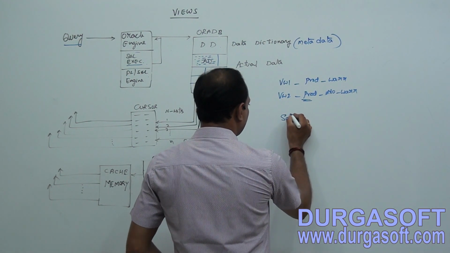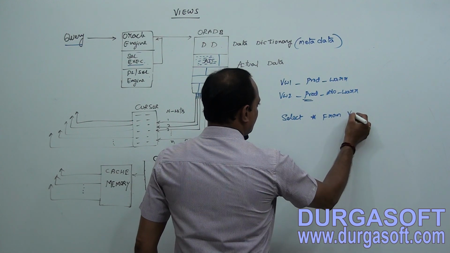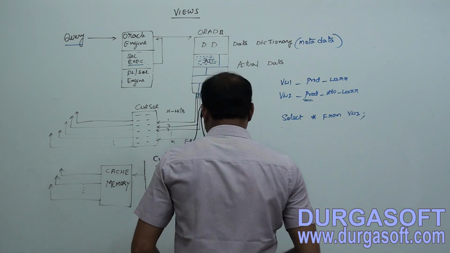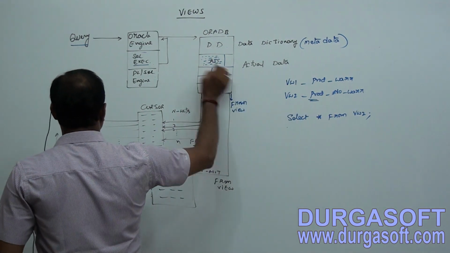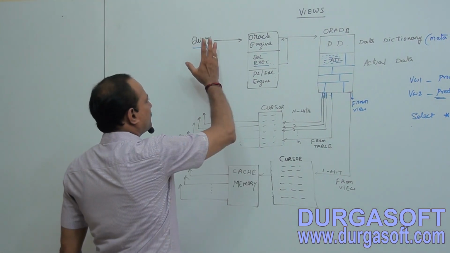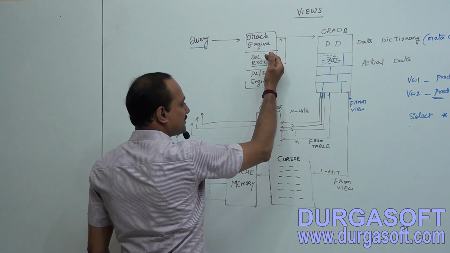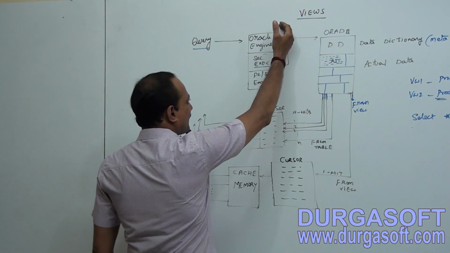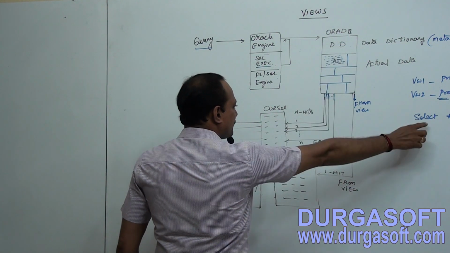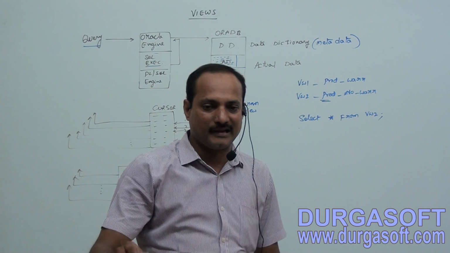So I am writing a query like this: select star from VW2. What is happening for this query? This query I am executing at this level, in the SQL*Plus window. It is connected to the Oracle engine, then it is processed by the SQL statement executor. Now the Oracle engine is connecting to the Oracle database. In the data dictionary, it is verifying VW2. Does the view exist in the data dictionary or not?